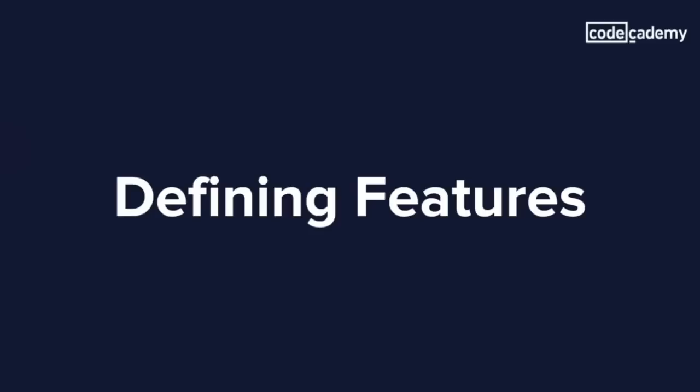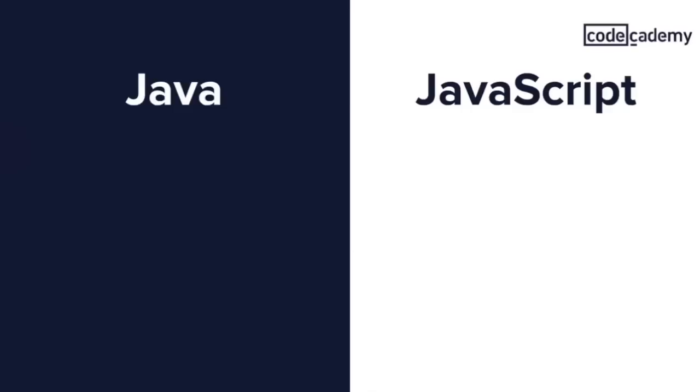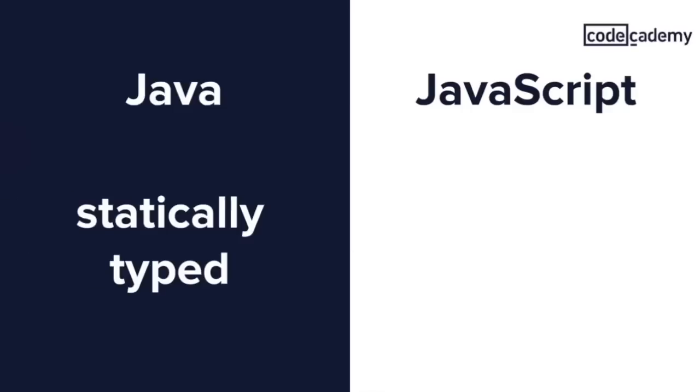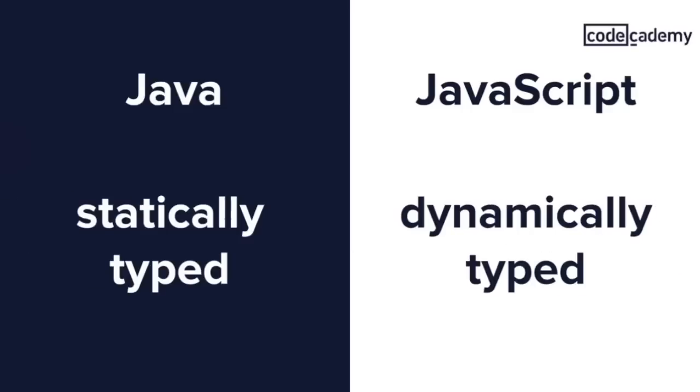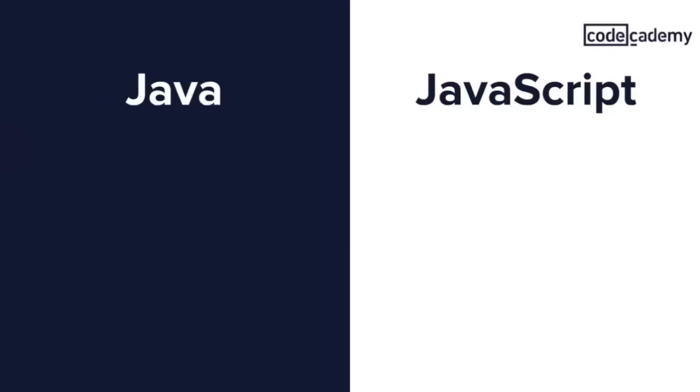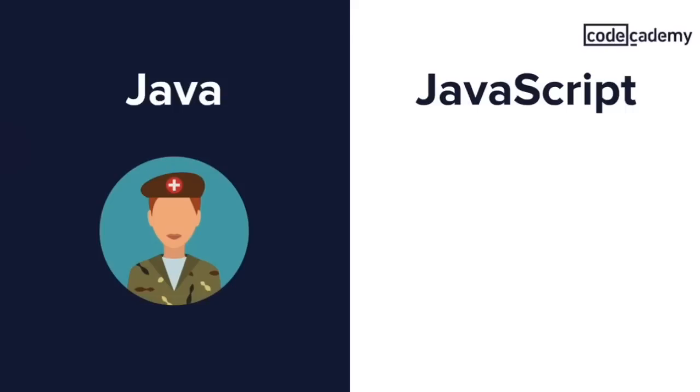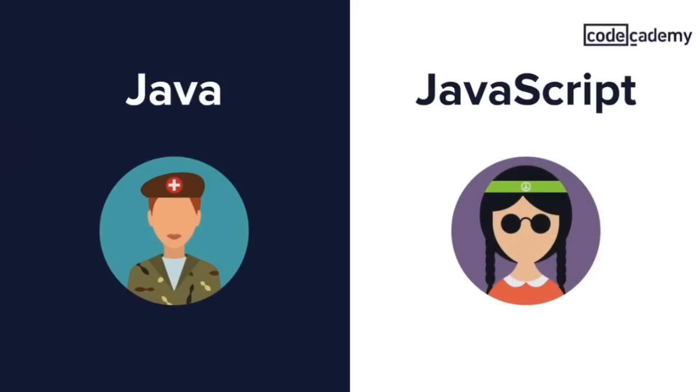Next up, let's talk about the defining features of Java and JavaScript. Java is a statically typed language. JavaScript is a dynamically typed language. When you boil that tech lingo down, it means that declaring variables in Java is much more rigid than in JavaScript. Let me show you what I mean.